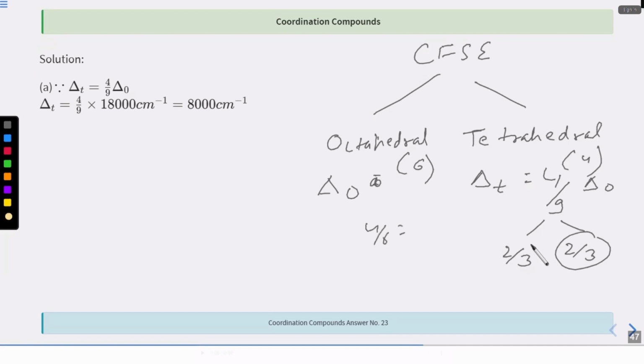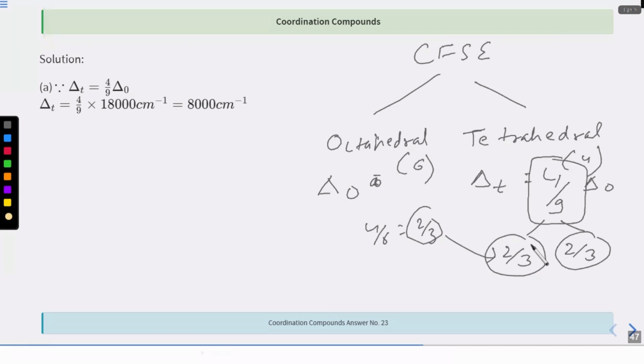So 4 by 6 is 2 by 3. Another 2 by 3 comes from steric hindrance, since 6 ligands will cause more steric hindrance compared to 4 ligands. So overall, the crystal field stabilization energy reduces by a factor of 4 by 9.